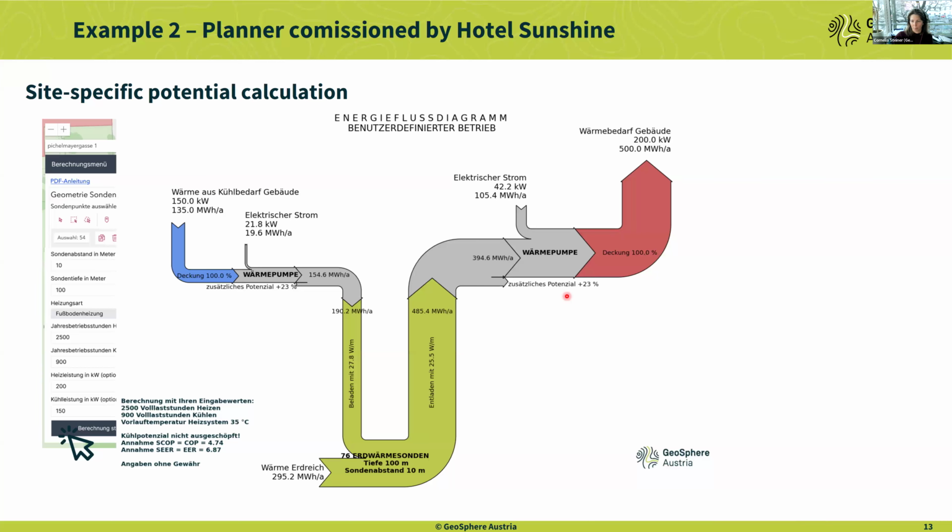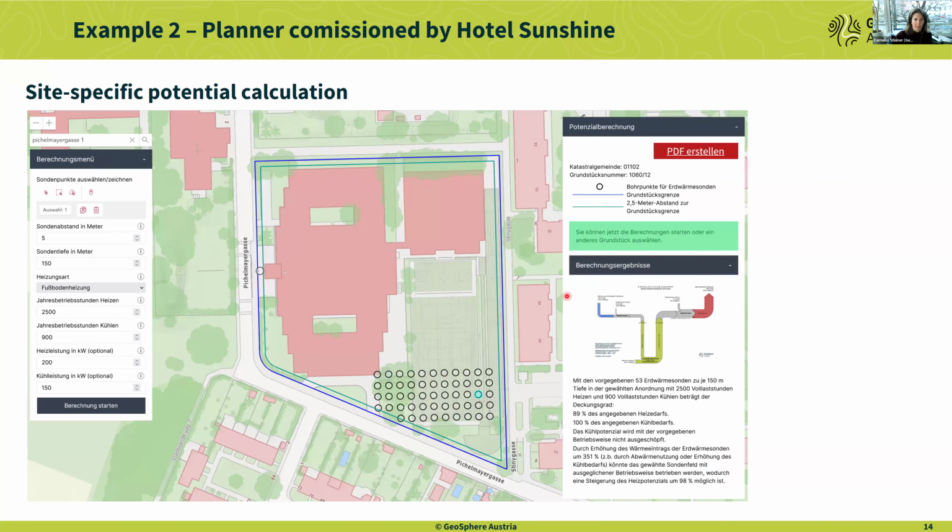Actually, you don't need that many boreholes, so you can go back and maybe get rid of this random distribution of the borehole heat exchangers to get a more nicely aligned borehole heat exchanger field like this one. And yeah, you can check out if the demand is covered maybe by this.